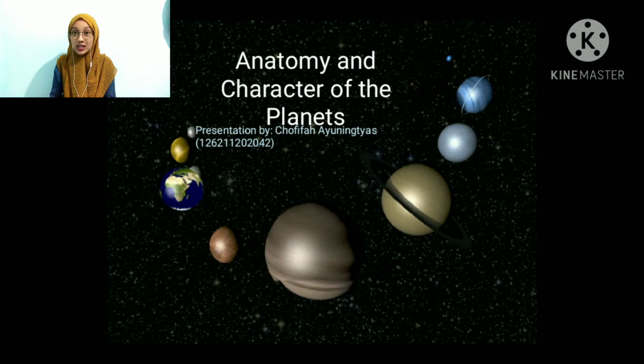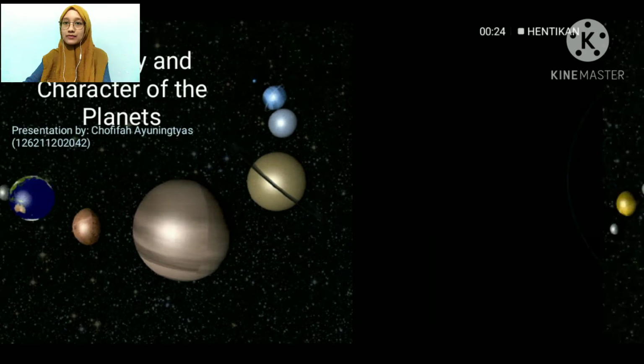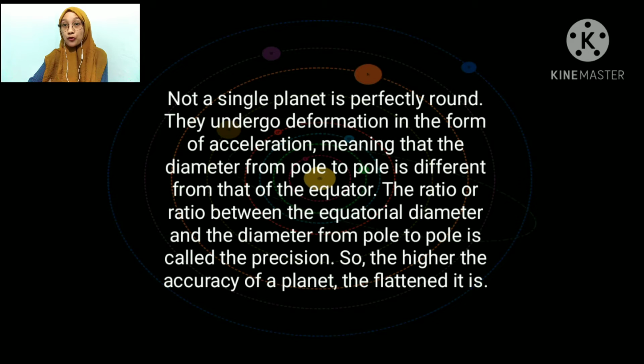I will bring material with the title Anatomy and Character of the Planets. Not a single planet is perfectly round. They undergo deformation in the form of flattening, meaning that the diameter from pole to pole is different from that of the equator. The ratio between the equatorial diameter and the diameter from pole to pole is called the flattening. So, the higher the flattening of a planet, the more flattened it is.